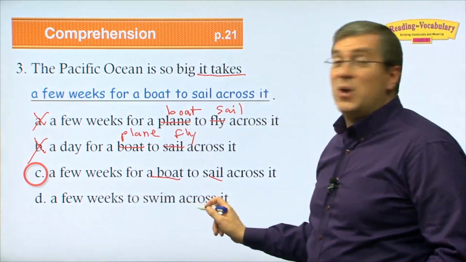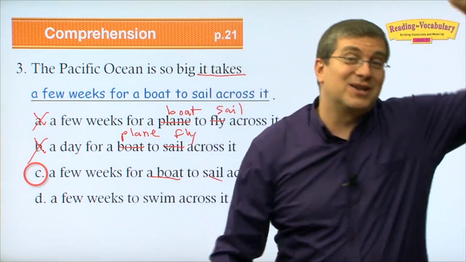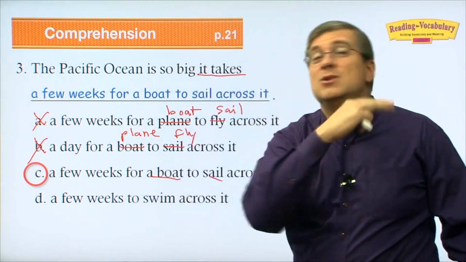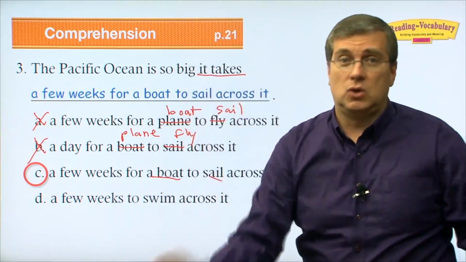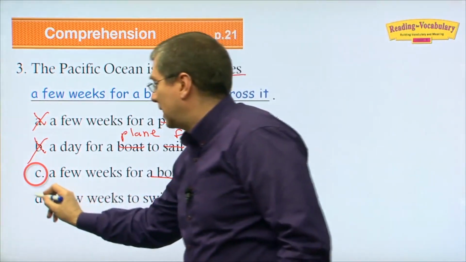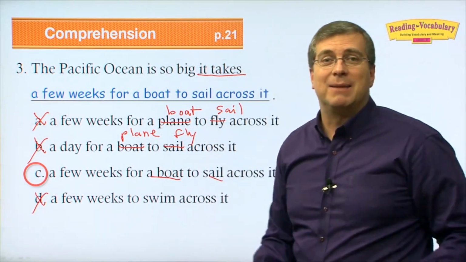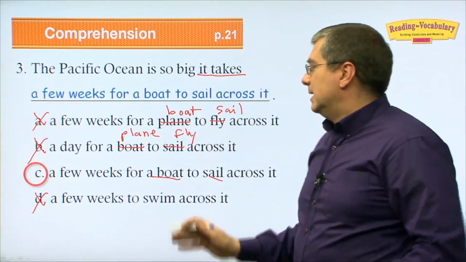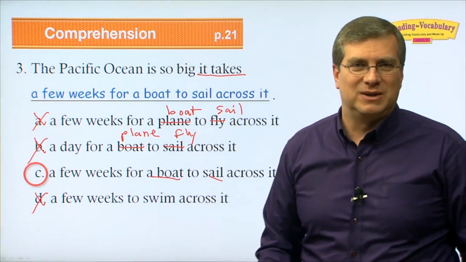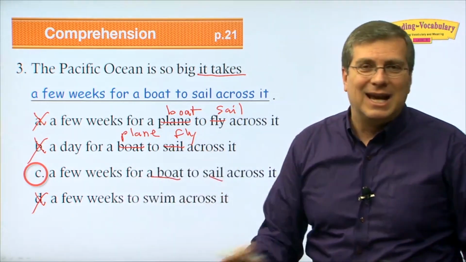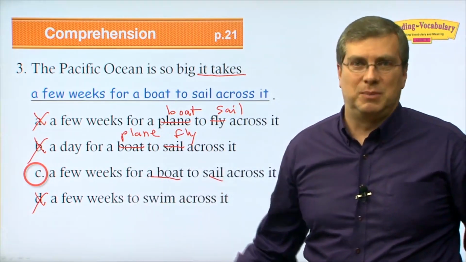What's D? A few weeks to swim across it. You swim across the Pacific Ocean? That's crazy. You will die. Don't do that. Don't do it. Okay? So don't do that. You will die, right? I'm sorry, I don't mean anything bad by that, but you will die, right? So don't try to swim across the Pacific Ocean. Nobody has ever tried to swim across the Pacific Ocean.